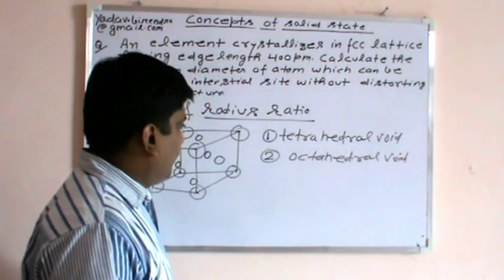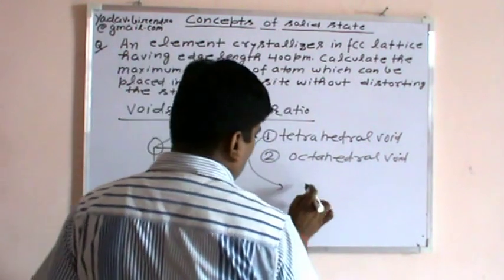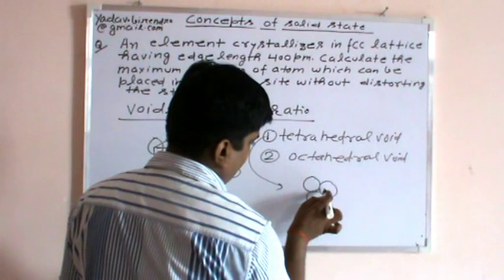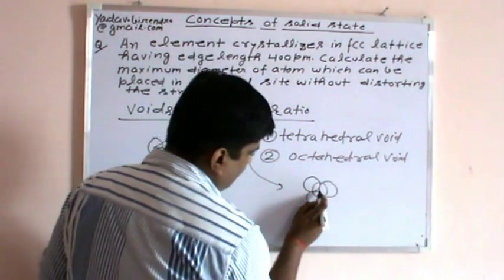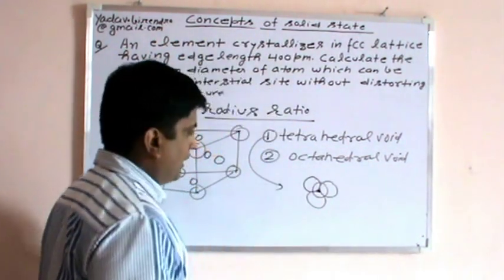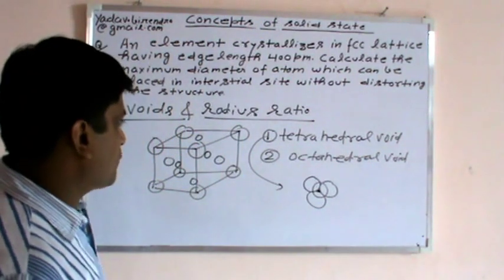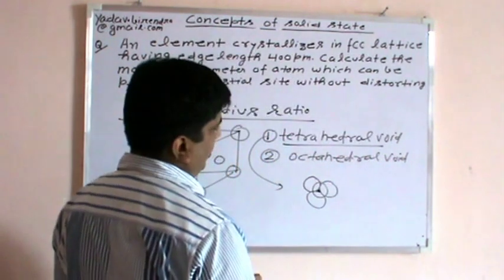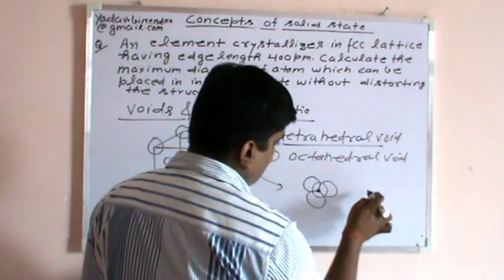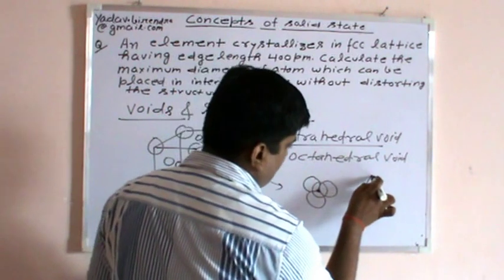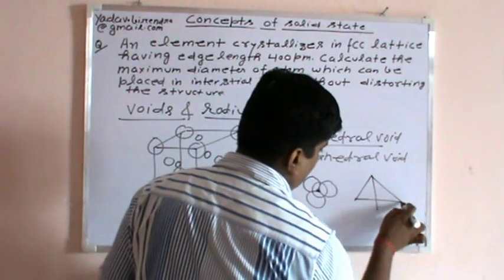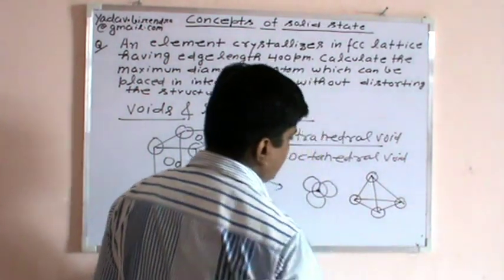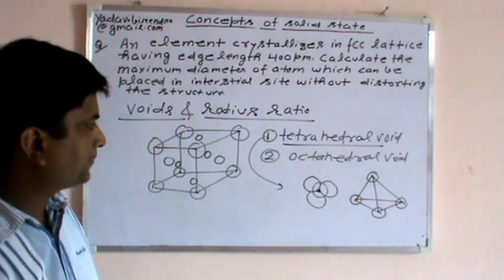Now what is tetrahedral void? If we place 4 atoms in this manner, like this, then the void or gap between these 4 atoms is called tetrahedral void. Now why do we call this as tetrahedral void? If you join the centers of these 4 atoms, we get a tetrahedron. That is why we call this void as tetrahedral void.